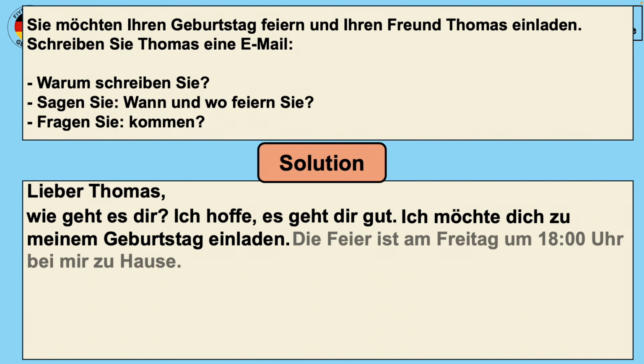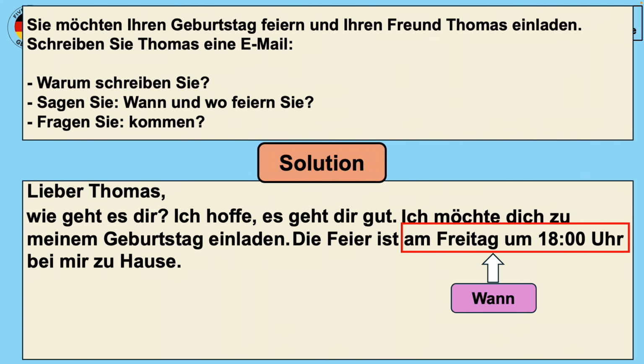So I can say, Die Feier ist am Freitag 18 Uhr bei mir zu Hause. So this first part, am Freitag 18 Uhr, this answers the question of when we are having the celebration. And bei mir zu Hause tells where I am having the celebration. So I am having the celebration at home.